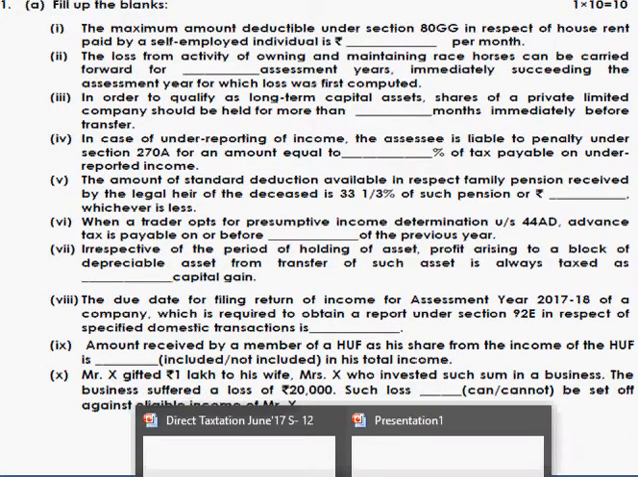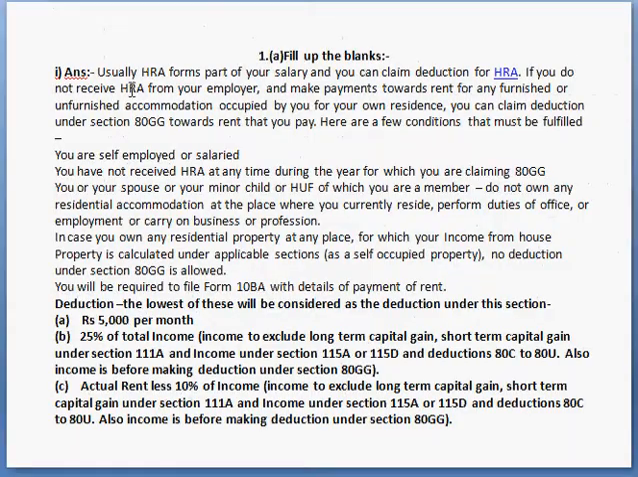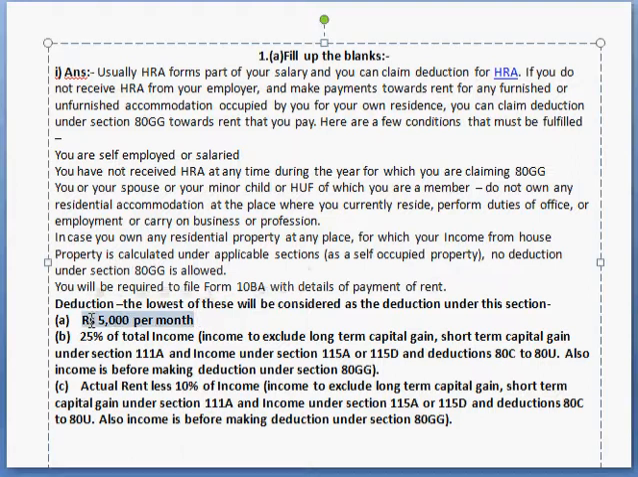So guys, as you know, the HRA is mentioned in your salary slip. Usually HRA forms a part of your salary and you can claim deduction for HRA. If you do not receive HRA from your employer and make a payment towards rent for furnished or unfurnished accommodation, well, basically in one line I will tell you the answer. It will be 5,000 per month. That will be your answer.